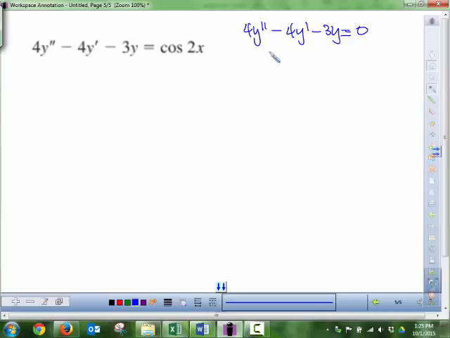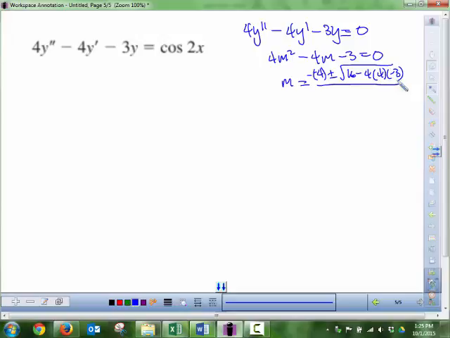Characteristic equation, 4m squared minus 4m minus 3. And I think I might need to use the quadratic formula for this. Negative b plus and minus the square root of b squared minus 4ac. A is 4. B is negative 4, so that's going to make our inside positive. I thought I was going to come up with a sine or a cosine here, complex conjugates, but it looks like it's going to be positive. Divided by 2a.